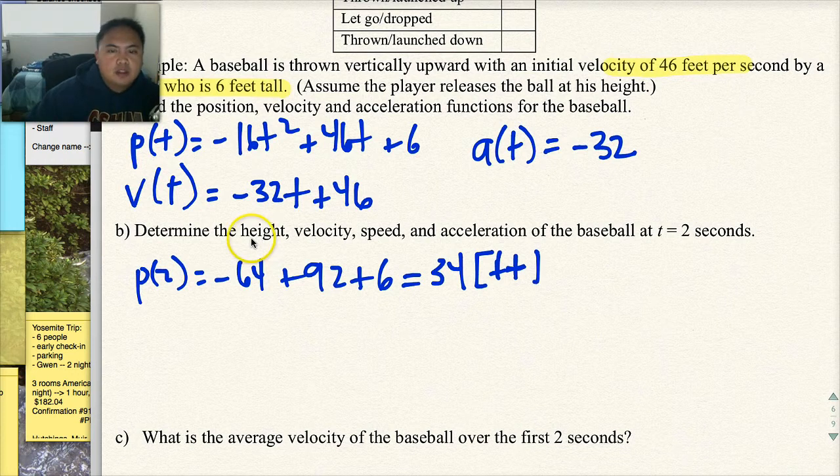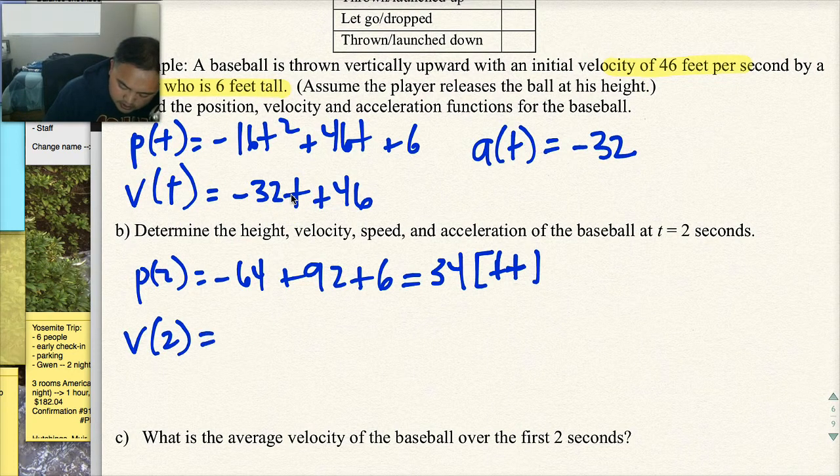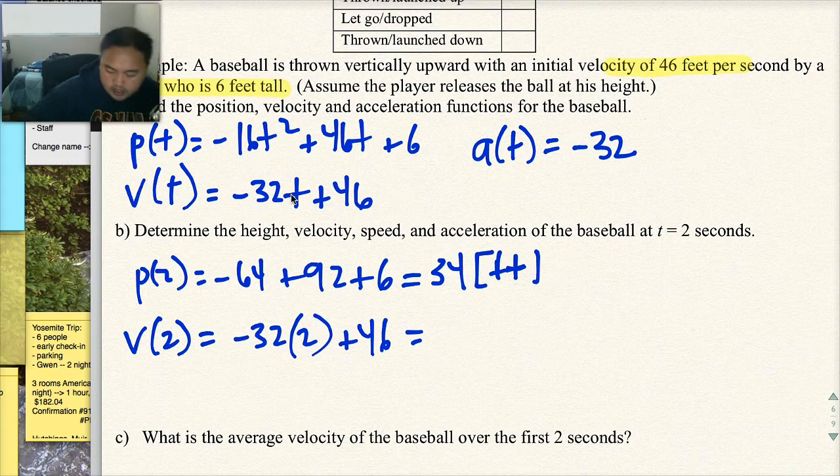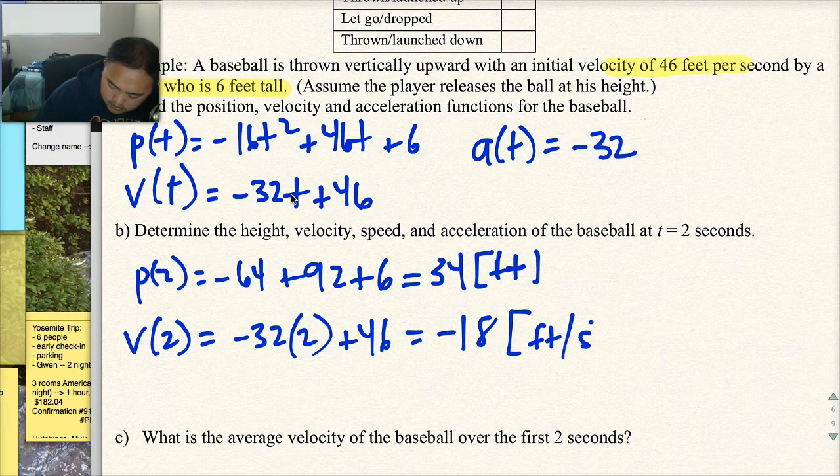Okay. Now, I need to find its velocity. Same thing. I'll plug in 2 here. Okay. So velocity at 2 seconds equals negative 32 times 2 plus 46. In this case, negative 32 times 2 is negative 64. Negative 64 plus 46 is negative 18. And again, I'm going to need units. For velocity, the units are feet per second, or units length over time. Okay.